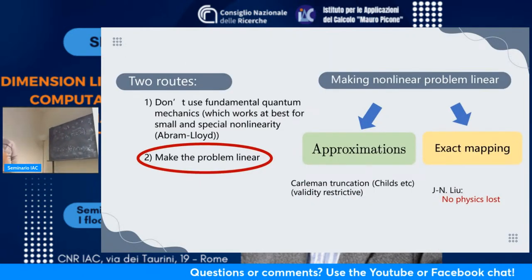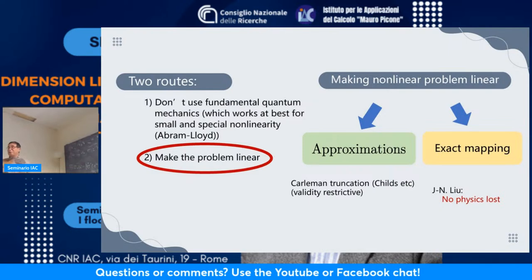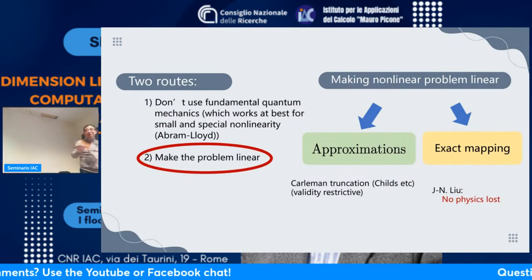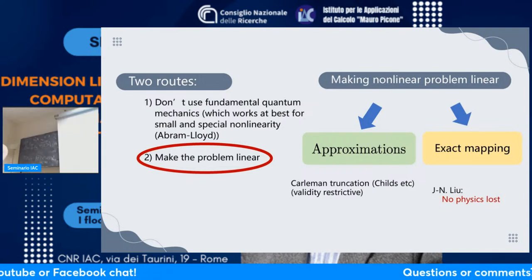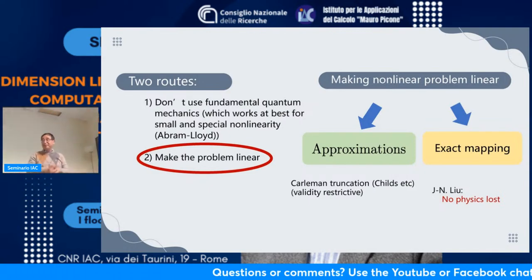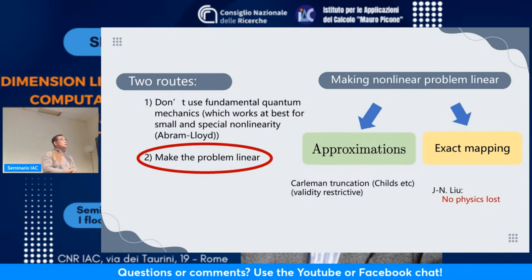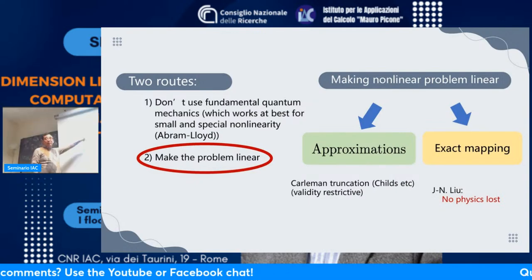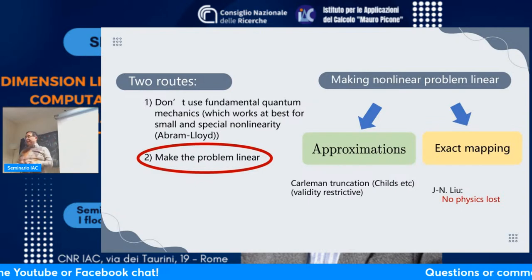There are only two possibilities to solve a nonlinear problem. The first one, of course, is you forget about Feynman's thought about the quantum computer and find a new way to design a new type of computer, not using quantum mechanics. I don't know, nobody knows how to do it. The other route is that you make the problem linear. You can make a nonlinear problem linear.